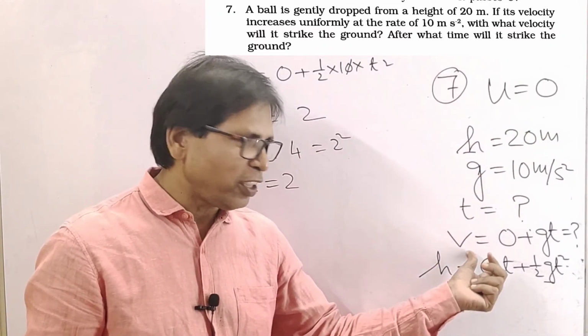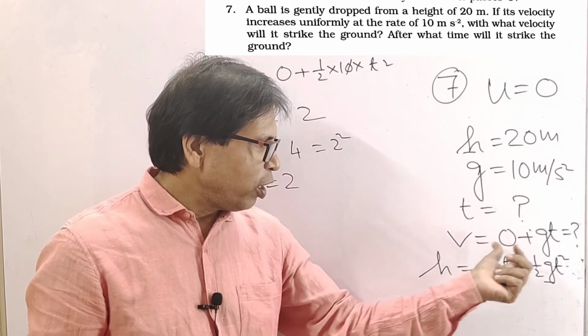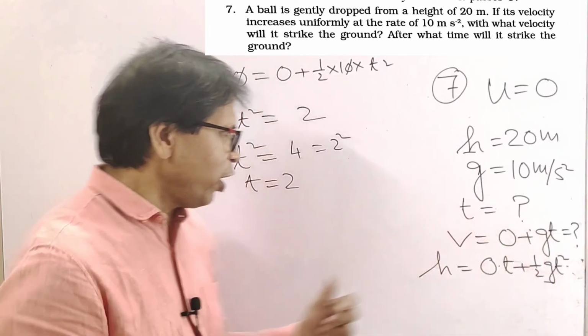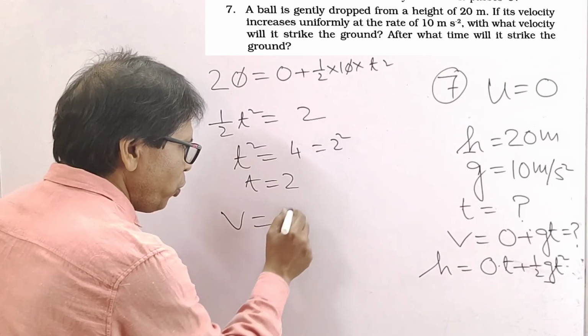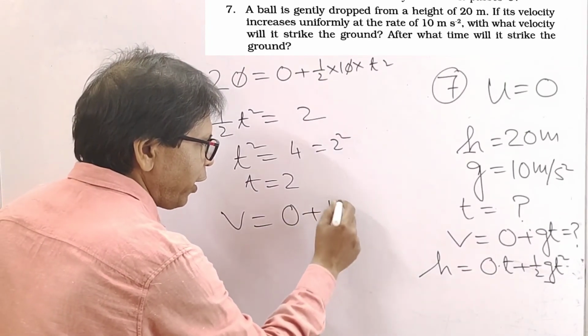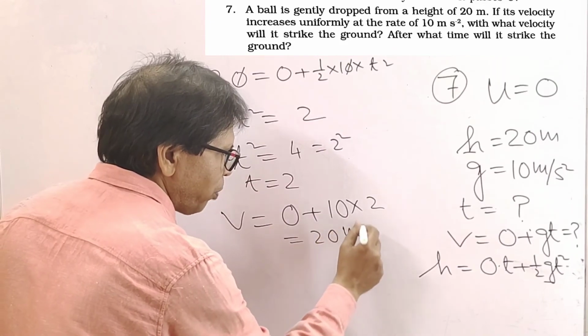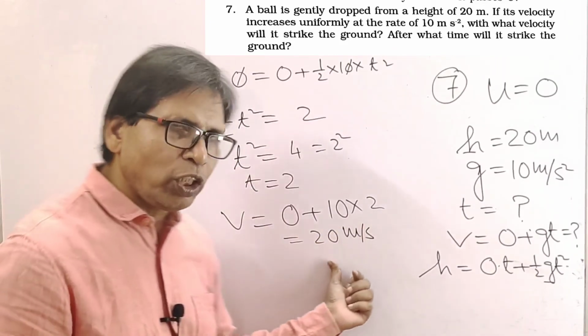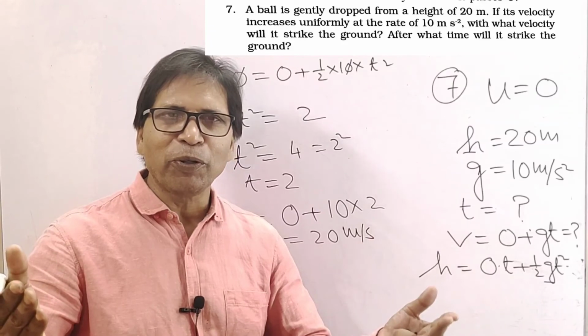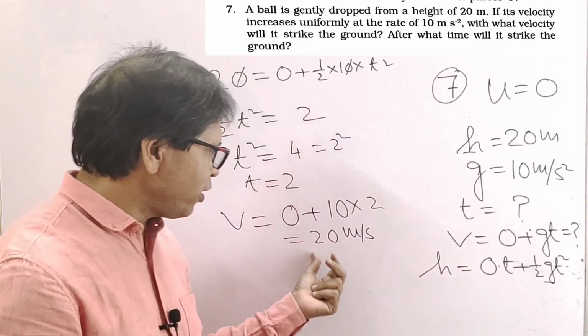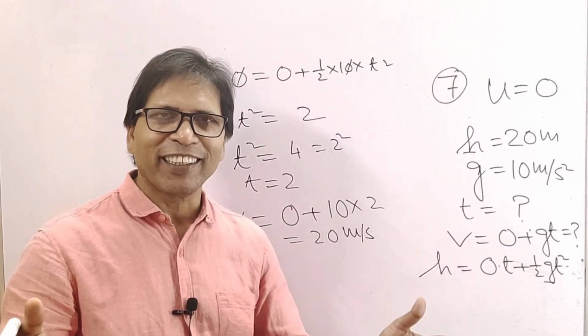Now what is the velocity? Velocity equals u plus gt. So here v equals, u is 0, g is 10 and t is 2. So v is 20 meters per second. Therefore the velocity of the ball just before touching the ground is 20 meters per second.